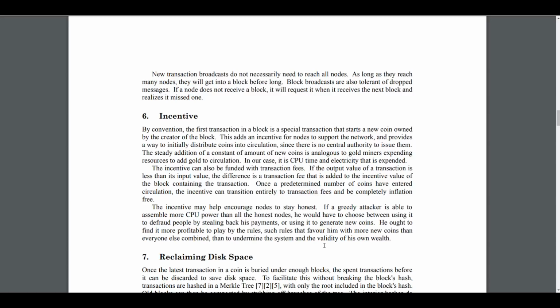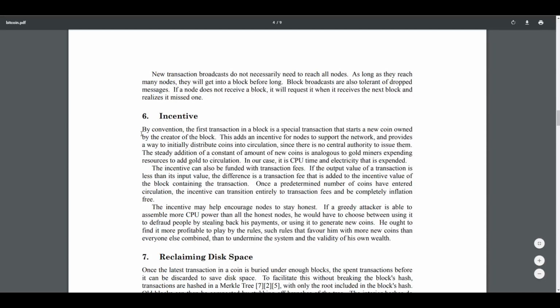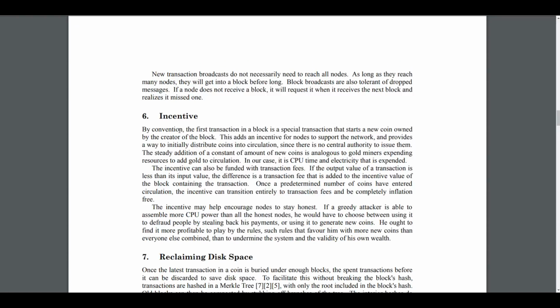Okay, so let's break this down. The first sentence here is talking about the block reward. The first transaction of every single new block gives the miner a block reward. So this is that added incentive, right?